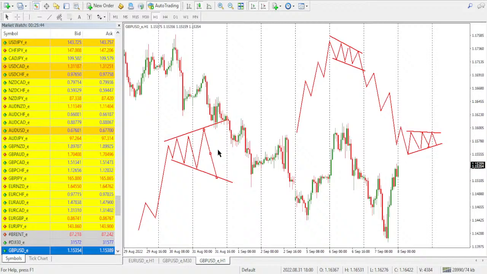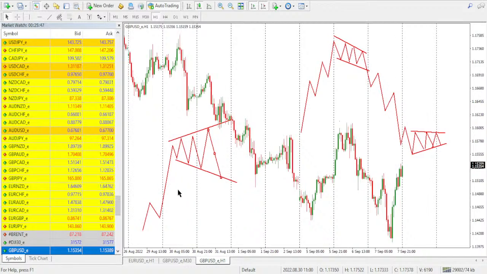If the price closes above the upper line, that indicates that we are now continuing upwards. And in case the price closes below the lower line, then that will indicate that the price is going to continue to the lower side. I hope that makes a lot of sense.